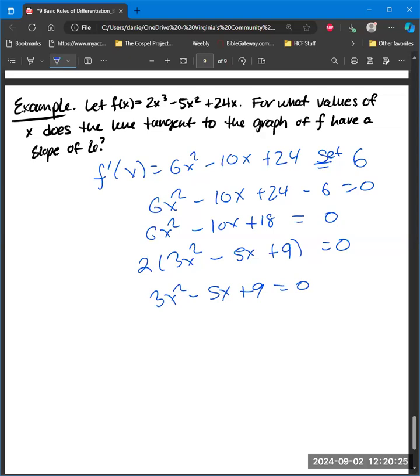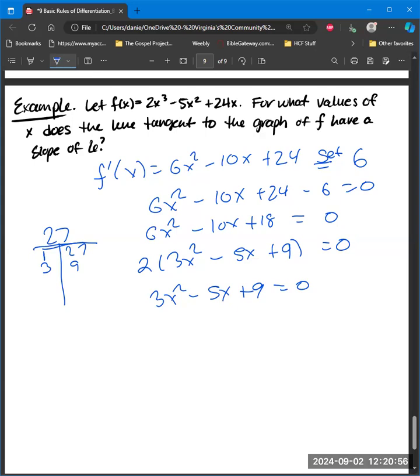Let's go ahead and see if we can factor this. 3 times 9 is 27. Factors of 27 that add up to 5? I don't think so, but let's check. 1 and 27, 3 and 9. That's it. So none of those add up to be -5.